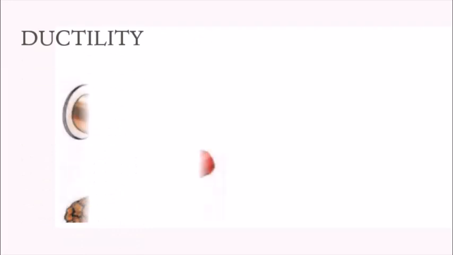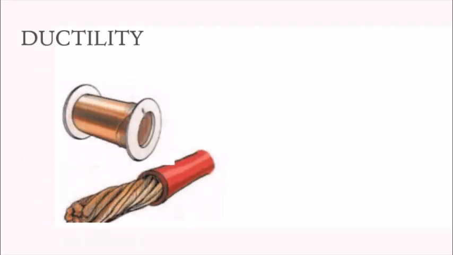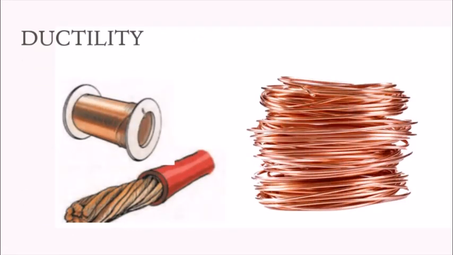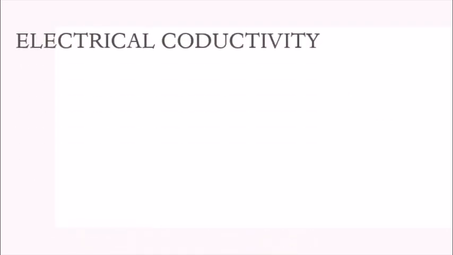When we stretch a metal, it gets converted into wire. So, it has the property of ductility. Instead of hammering it and making it into a thin sheet, we are stretching it and making it in the form of wires. Next property is electrical conductivity, that is how easily electricity can flow through a particular metal.